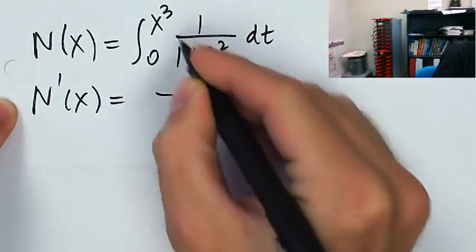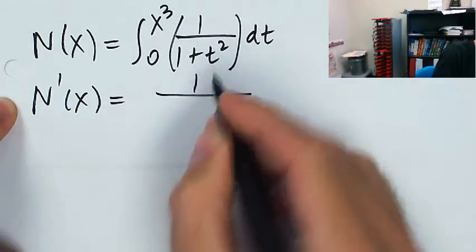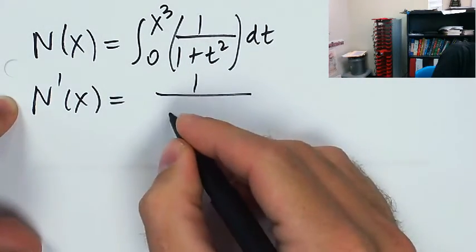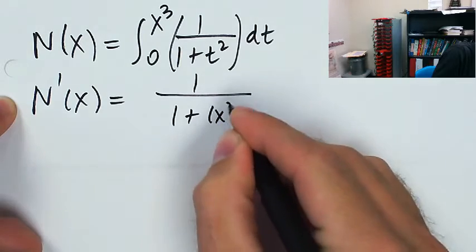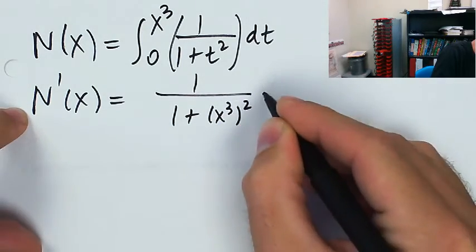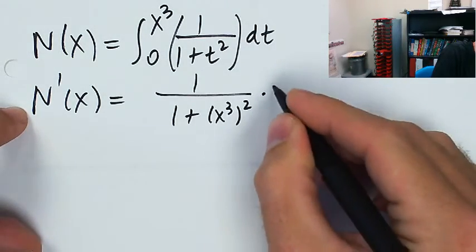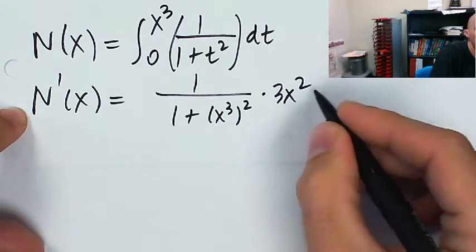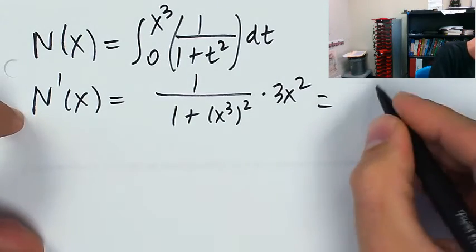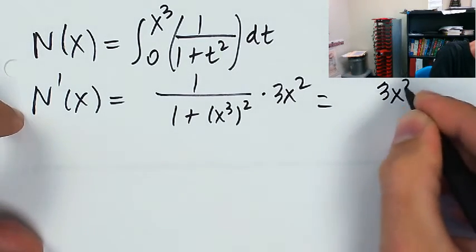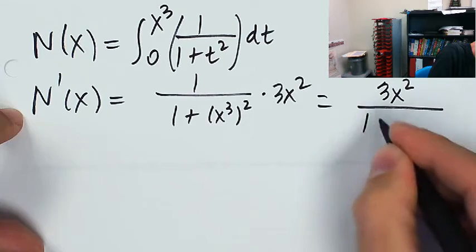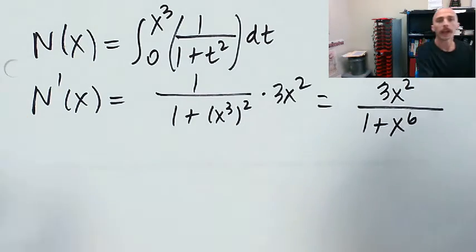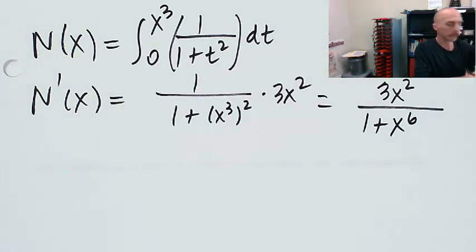So that's 1 over, wherever I see t in the integrand, I'm going to plug in x to the 3. So 1 plus x to the 3 squared multiplied by the derivative of x to the 3, which is 3x squared. I'm going to rewrite this so that when I take the second derivative, it's not so bad: 3x squared divided by 1 plus x to the 6. And just in time, I got this.